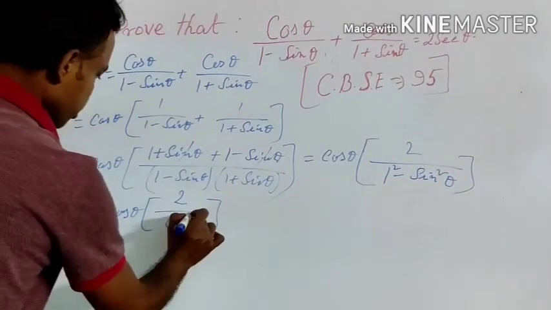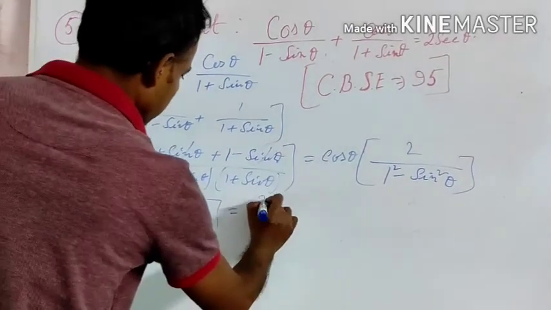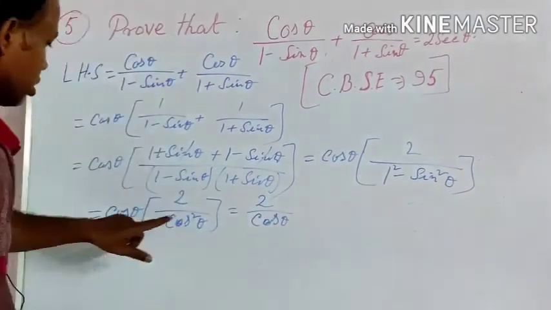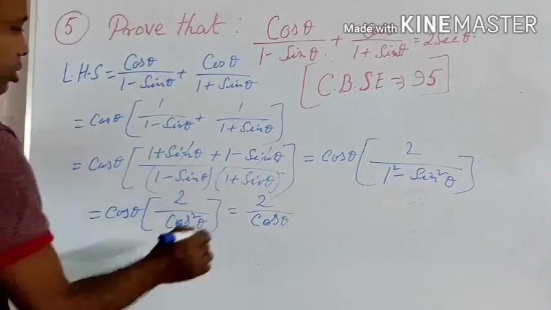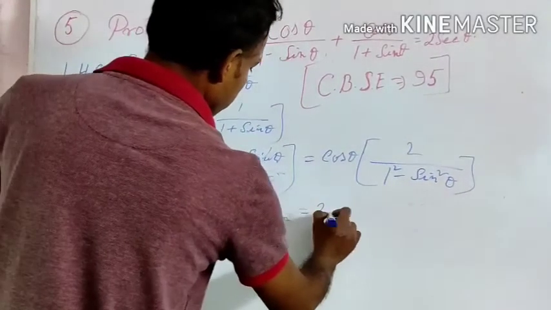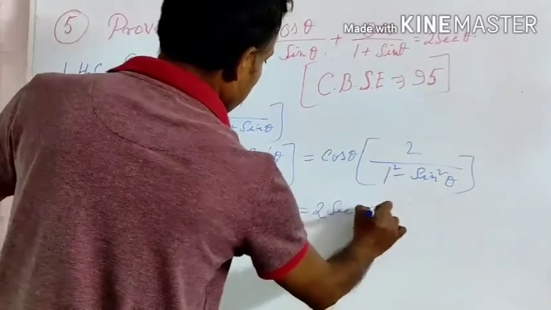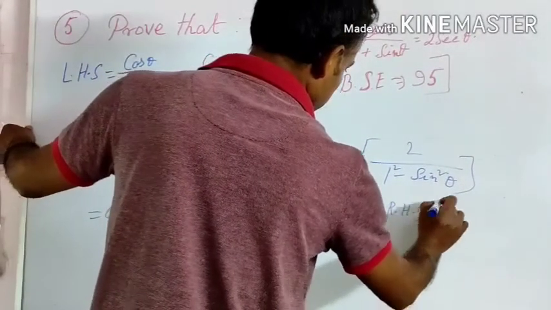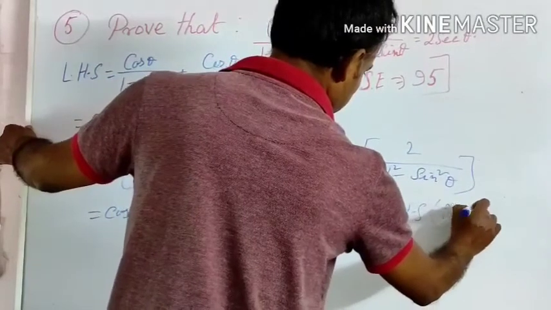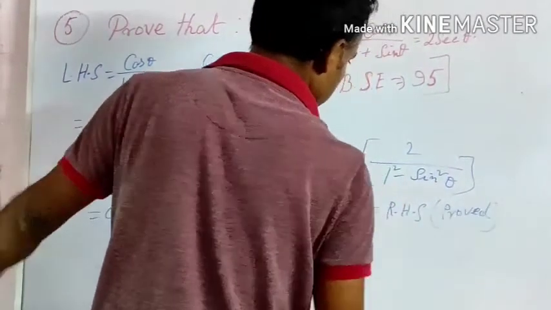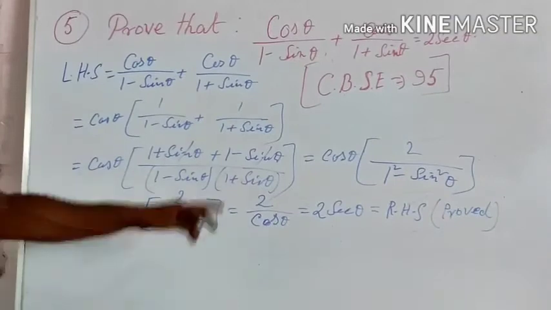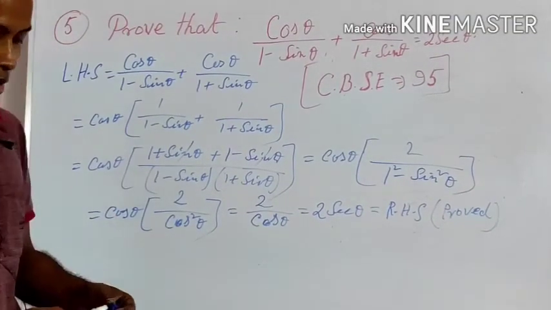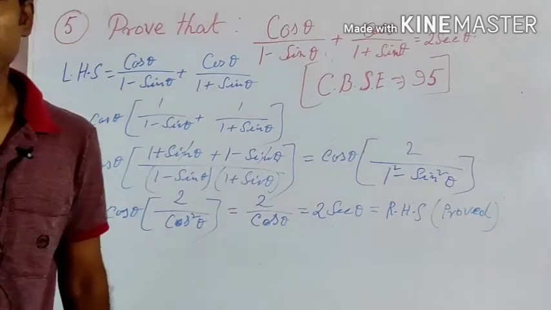is equal to 2 by, here cos theta, here cos square theta, it will cancel out, that is 2 by cos theta is equal to 2 sec theta is equal to right hand side. Proved. Very easy sums and important sums. This sum has come in the year 1995. So next sum.